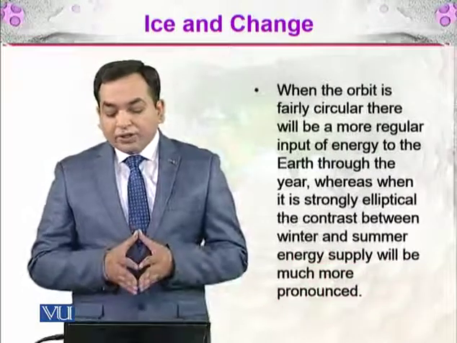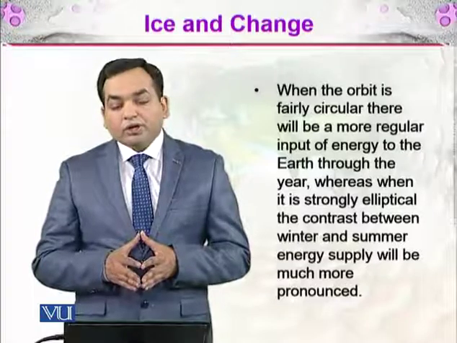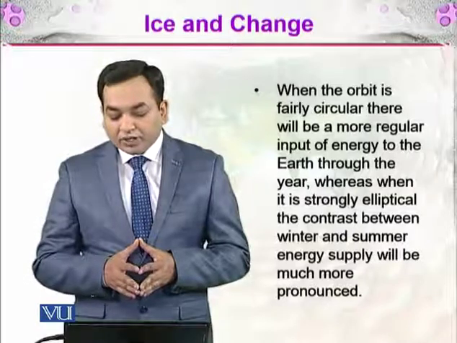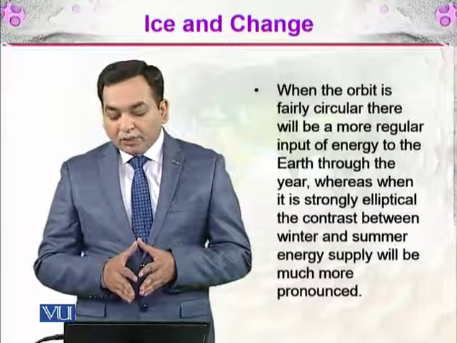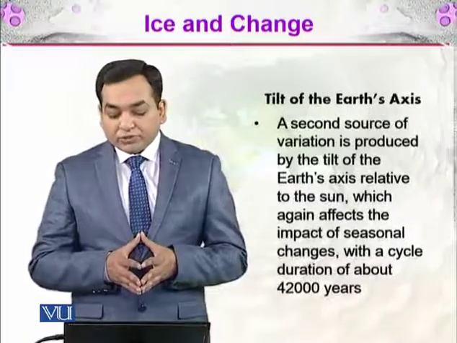When the orbit is fairly circular, there will be a more regular input of energy through the year, whereas when it is strongly elliptical, the contrast between winter and summer energy supply will be much more pronounced, and this will result in climate change on the surface of the earth.